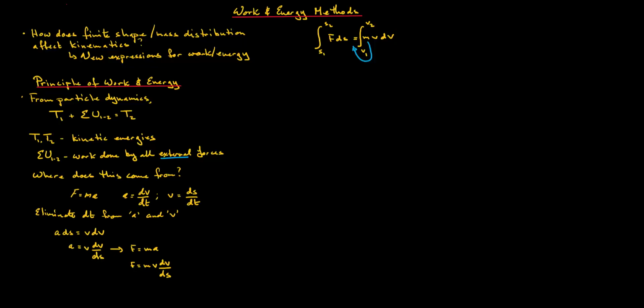Let's just look at the right-hand side. So the right-hand side is going to be equal to m multiplied by the integral of v dv, which is equal to m v squared over 2, and that will be evaluated between v1 and v2, which is equal to 1/2 m v2 squared minus 1/2 m v1 squared.